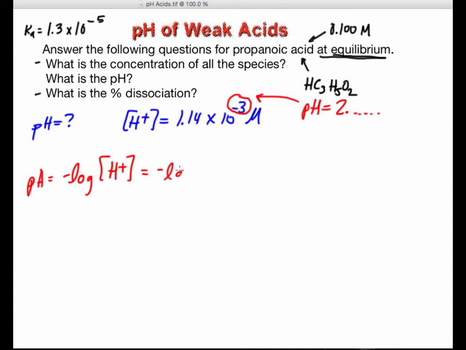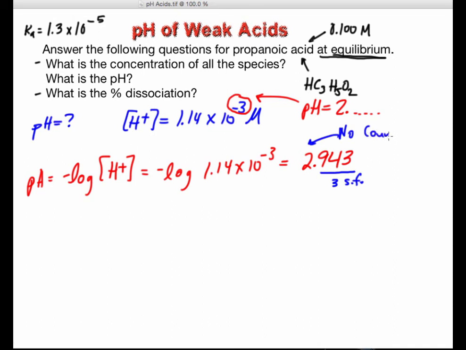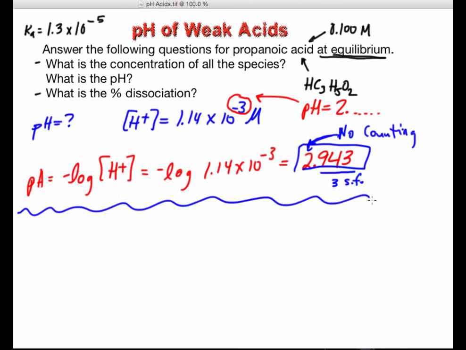So if I plug this into my calculation and I hit the equal button on my calculator, I get 2.943. Okay, you get more numbers, but I'm going to stop there because of significant figures. And if you remember, with significant figures, we start counting after the decimal. So 3 significant figures. We do not count this one, so no counting of the significant figures on that first number, that ones place. Okay, so there's my pH. My pH is 2.943. Okay, close enough.